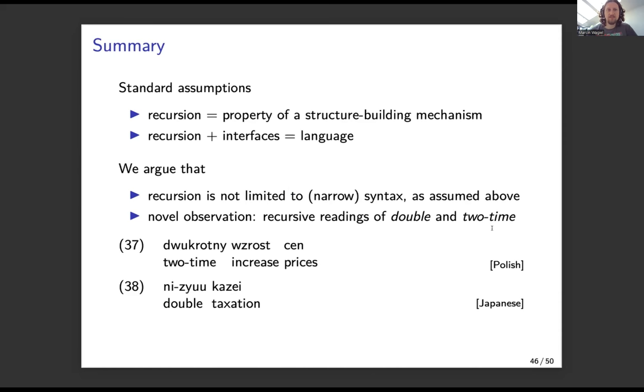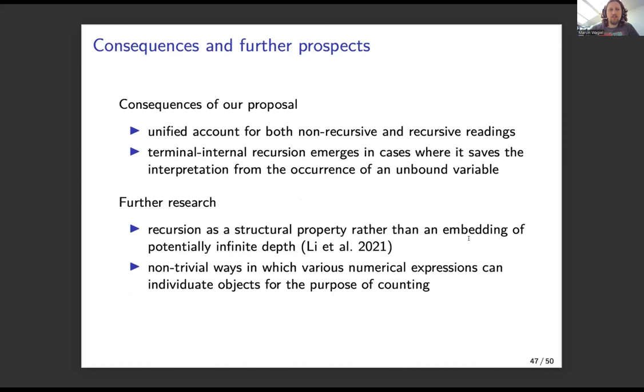And the consequences of our proposals are that, first of all, we provided a unified account for both non-recursive and recursive understandings of two times and double. And the crucial technical or theoretical point is that terminal internal recursion emerges in cases where it can save the interpretation from the occurrence of an unbound variable that would cause the computational system to crash.